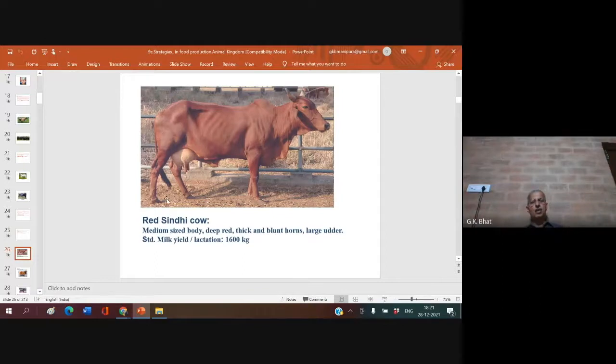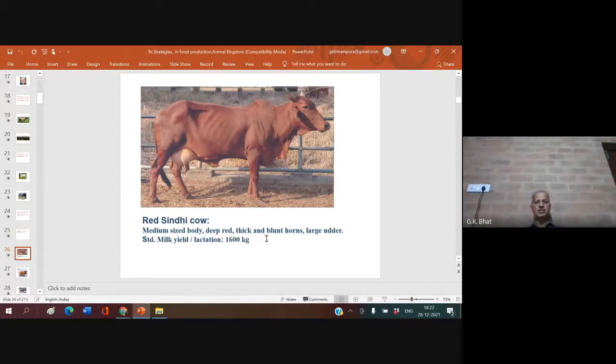During lactation, that means right from the day of giving birth to the calf till it stops giving milk, the milk yielding period is called the lactation period. During lactation, it is going to yield about 1600 kg. Even if you think that the lactation period is only about 10 months, so 300 days, you can expect every day it gives around 5 kg of milk, approximately 5 liters.